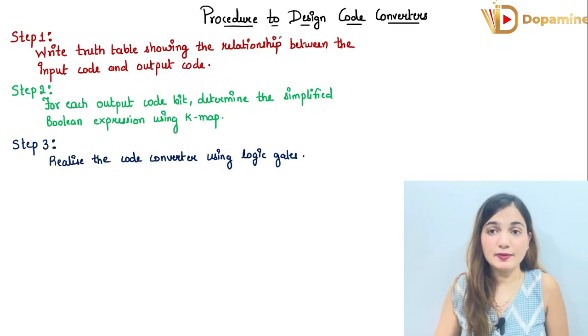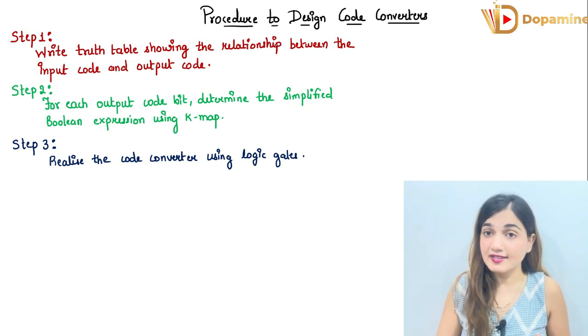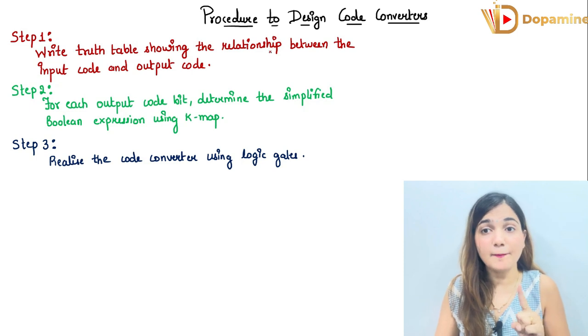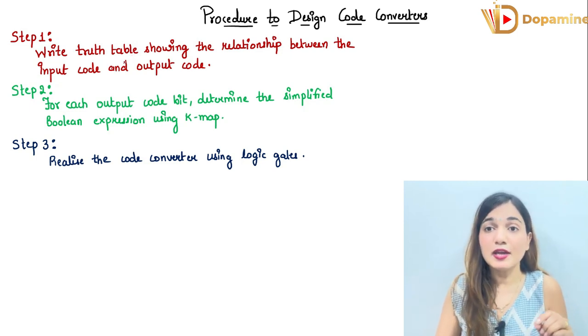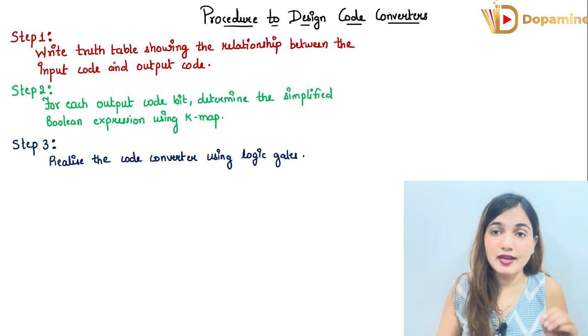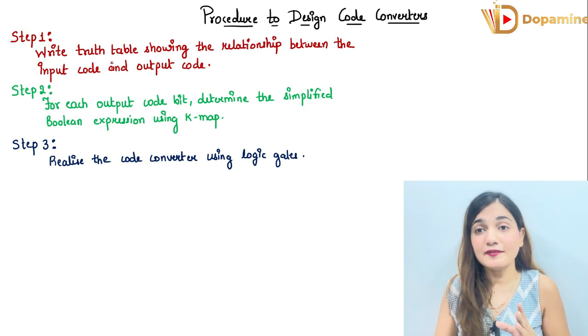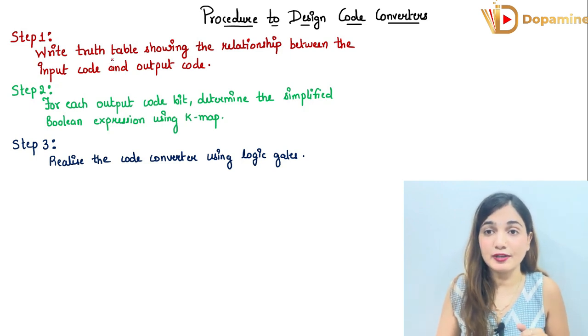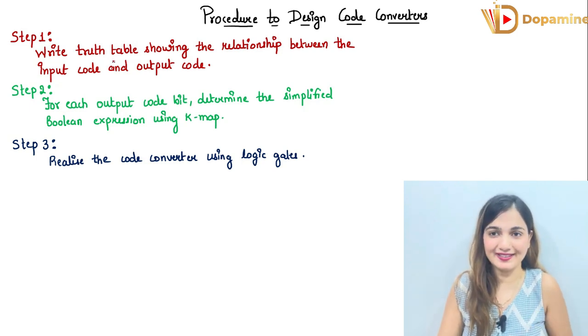Now, first of all, we'll be talking about the procedure to design the code converters. We'll be talking about 3 steps for designing the code converter. First of all, as I said, you should be aware of the binary number system and the BCD number system. Because we have to convert 4-bit binary to BCD, in 4-bit binary we are moving from 0 up to decimal number 15. But in BCD, we have the representation from 0 up to 9 only. So that again becomes a tricky part, and we'll understand how to deal with it in this video.